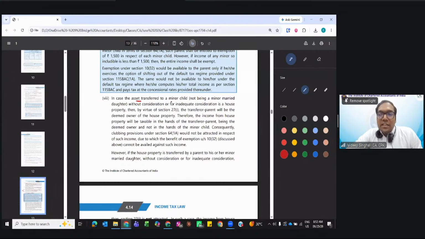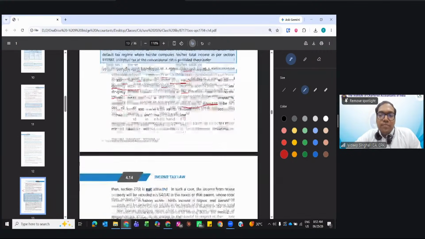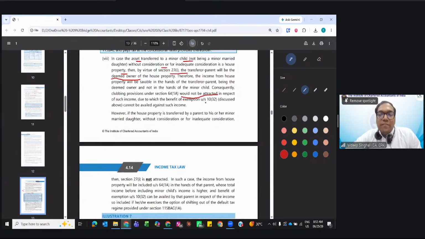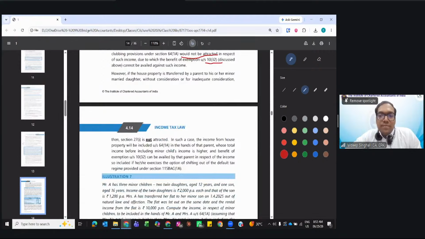In case of an asset transferred to a minor child, not being a minor daughter, without consideration, if it is house property, then by virtue of section 27(i), the deemed owner concept will apply. Therefore, the income from house property will be taxable in the hands of the transferor parent and not in the hands of the minor child. Consequently, clubbing provisions would not be attracted. If it is deemed owner, the clubbing provisions are not attracted, due to which the benefit of section 10(32) is not available. We will come to it. Just give me 1 second.